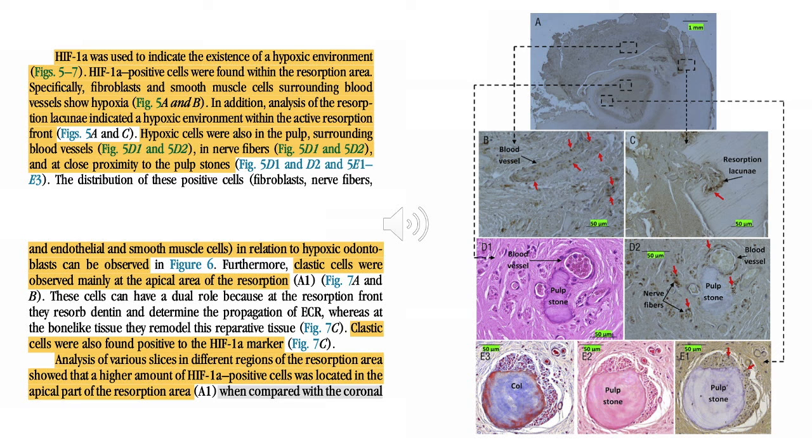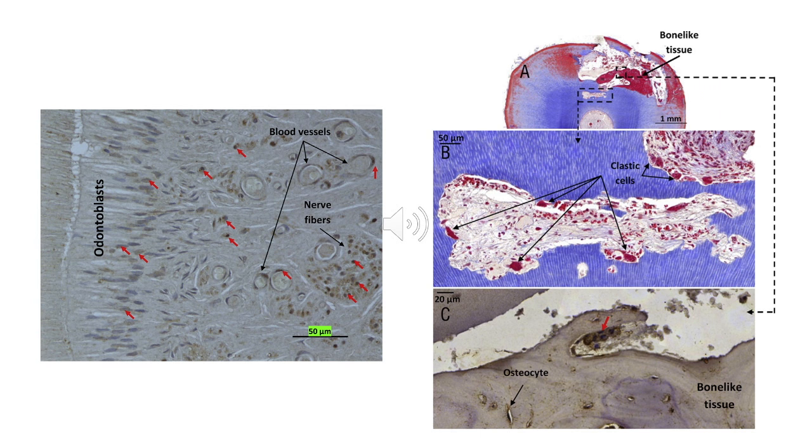Hypoxia-inducible factor was used to indicate the existence of a hypoxic environment. Cells were found within the resorption area, especially fibroblasts and smooth muscle cells surrounding blood vessels, that showed hypoxia. In addition, hypoxic cells were also in the pulp and in close proximity to the pulp stone. In this image, we can see odontoblasts, nerve fibers, fibroblasts, and cells surrounding blood vessels showing hypoxia.